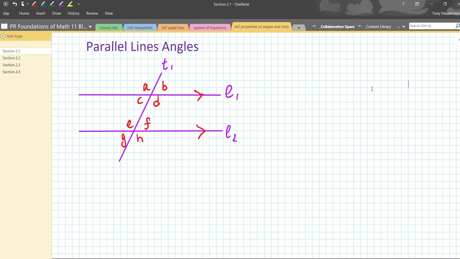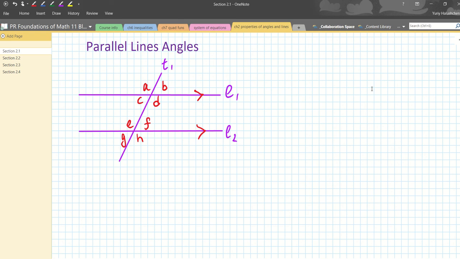Hello everyone. So what I wanted to do today is to add a supplement to section 2.1 and talk about some of the definitions which are present whenever we form angles with two parallel lines and a transversal going through it. So definitions are all throughout the section in chapter 2, and they're kind of sprinkled throughout, but I wanted to put them all together.